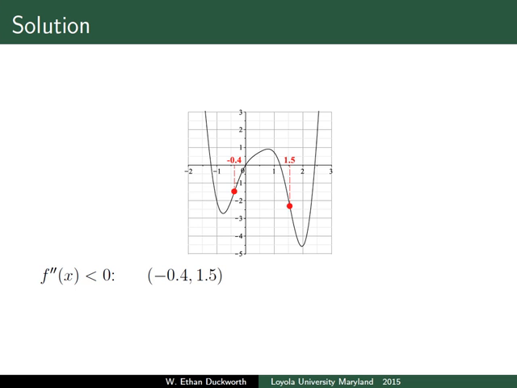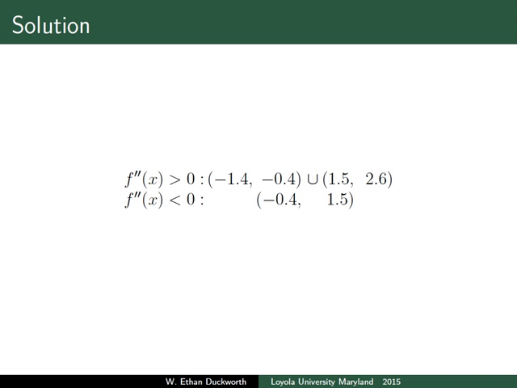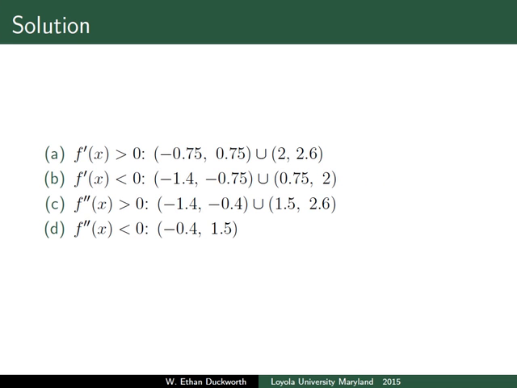And that's pretty much it. We can write all of our answers down using interval notation, and we can compare again that each number we found shows up twice. And here's what all four answers look like.